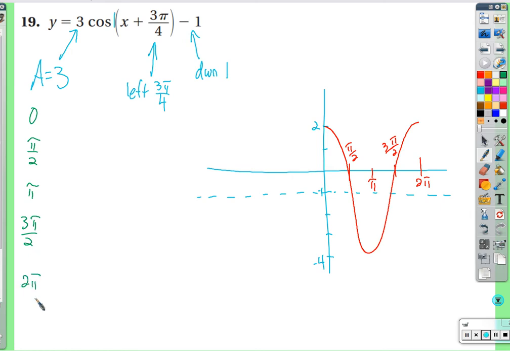You're going to take all those points and move them to the left, 3 pi over 4, and figure out where they all land. I subtract 3 pi over 4 from every one. Minus 3 pi over 4, and so on for each point.